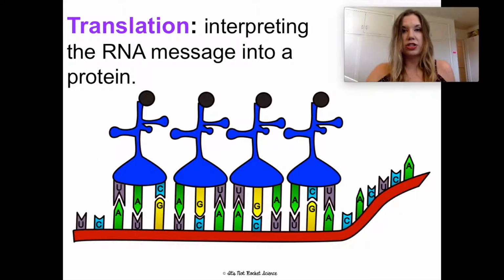So, translation is all about interpreting the RNA message into a protein. Here we can see the picture of what's happening. We have our tRNA molecule right here. We have our mRNA codon, which here would be AUG. The tRNA anticodon would be UAC, and it drops off this amino acid, whichever one that codes for, and the ribosome will then link it together. If it's the first one, it has nothing to link to, so it just hangs out for a second.